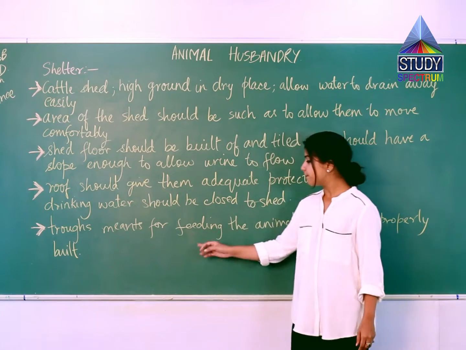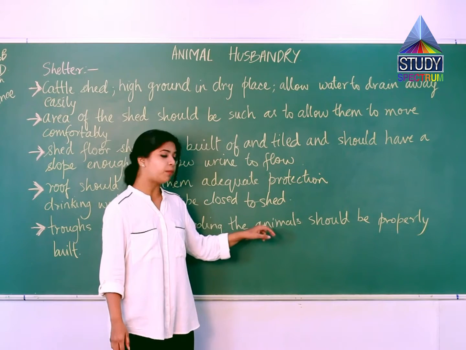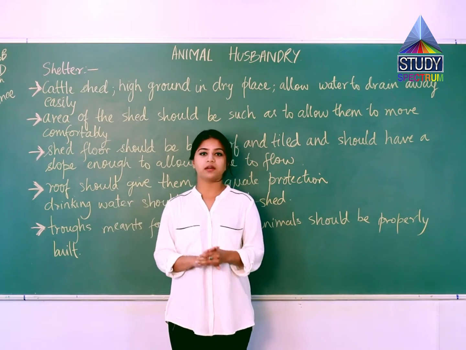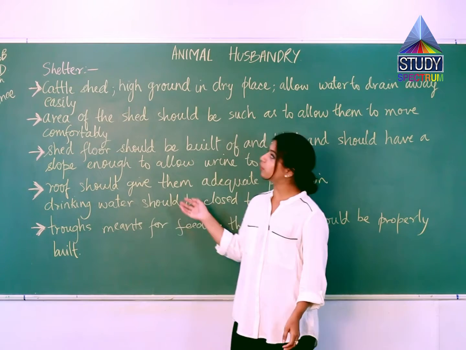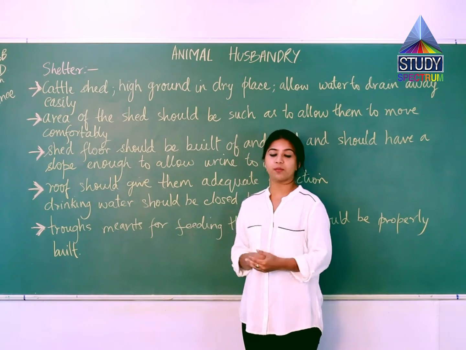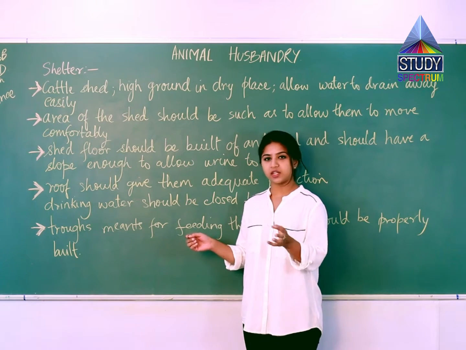The troughs meant for feeding the animals should be properly maintained. And in this way, I'll just repeat the whole part and summarize it for your better understanding. So first we understood by taking the instance of a cattle shed.